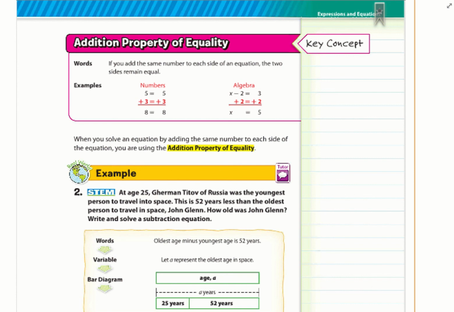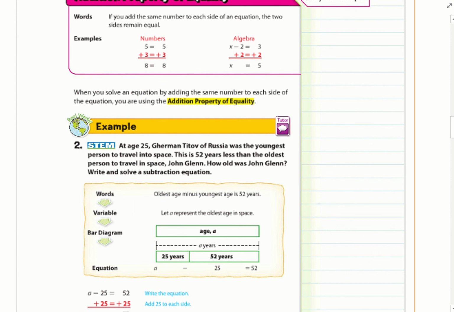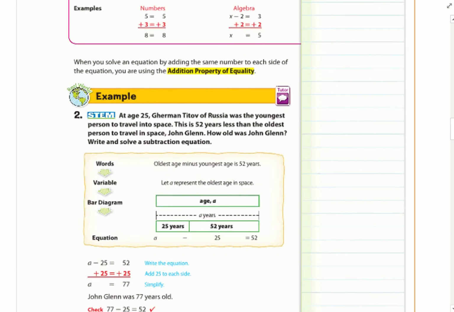So the addition property of equality is adding the same number to both sides, and your equations will still be equal. And we kind of went over this in the subtraction lesson.